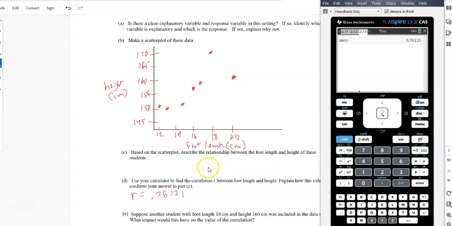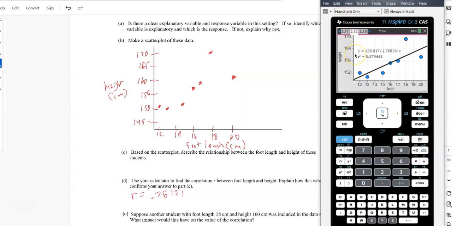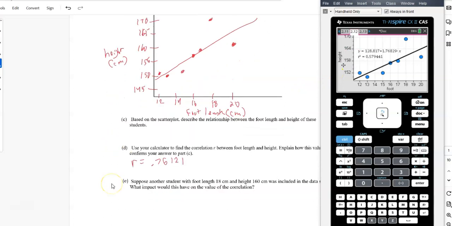Explain how this value confirms your, so you could write, I'm not going to write it out, but let's go back to that just so we can see the visual here. So the line goes something like this, roughly. So you can see that it's positive, which means the association is positive. As the foot length increases, height is increasing. And 0.76 is relatively close to 1, so the points are relatively close to the regression line, and it's relatively strong, or moderately strong, we might say.